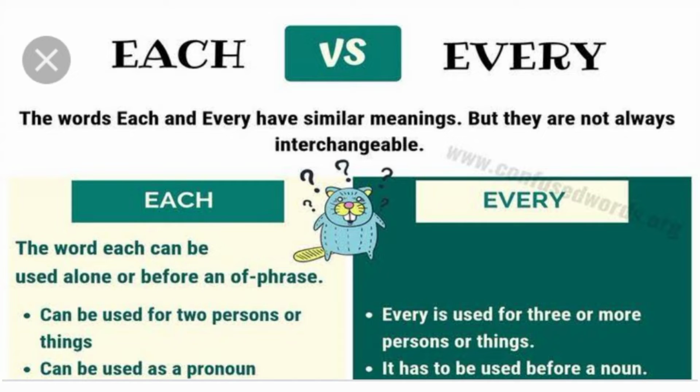Our rule number 1 is each and every. Both each and every are followed by a singular verb. Each performs the function of pronoun and adjective. Like, each student is very talented. Here each performs the function of adjective.